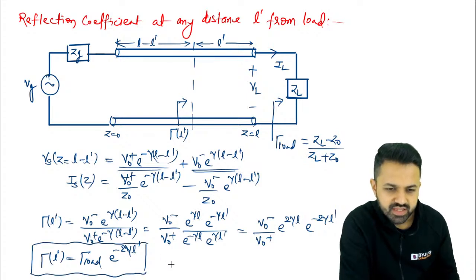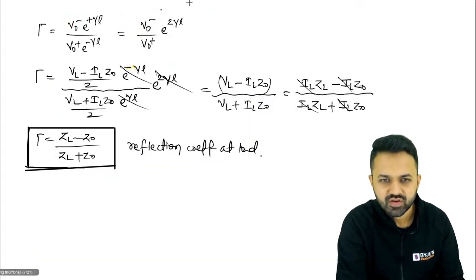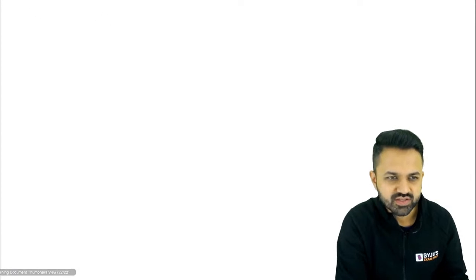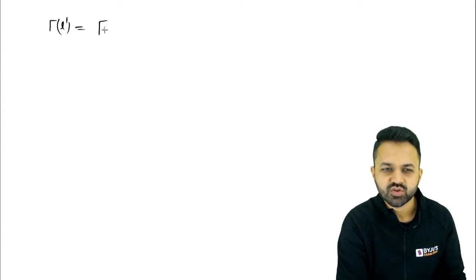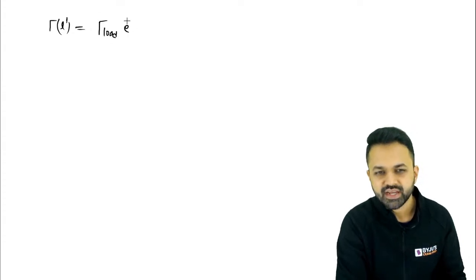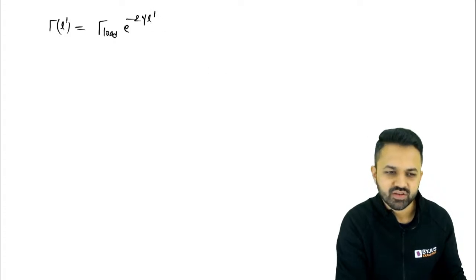Okay, that is the value. Now you have got this. So we have got the formula: the reflection coefficient at any distance L dash from the load is the reflection coefficient at the load times e to the power minus 2 gamma L dash. Okay, that is the value.